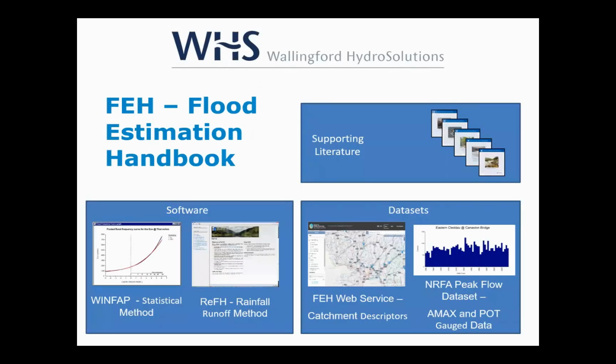So as you will have seen, the FEH methods are formed by two distinct approaches. You have the rainfall runoff method and the statistical method. The statistical method is applied in the software WINFAP, and it uses data sets from the FEH web service to derive information for your target catchment. And unlike the rainfall runoff method, it also makes use of the NRFA, the National River Flow Archive's peak flows dataset, which includes gauging station data from across the UK.